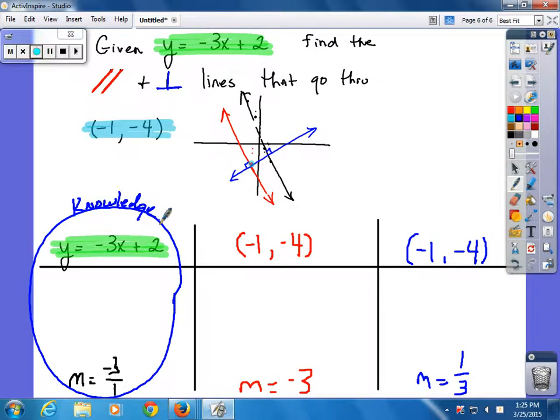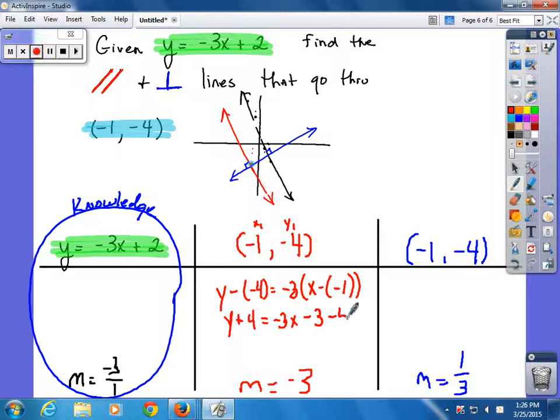You just get what you need, and then this is where you do the work. So with the red, this is x sub 1, and then this is y sub 1. Y minus negative 4 is equal to negative 3 times x minus negative 1. So that's going to be y plus 4 is equal to negative 3x. And this right here, negative times a negative is a positive, and then negative times a positive is a negative. And bring this over, that becomes a negative 4. So our equation of our red line is y is equal to negative 3x minus 7. That's right, Clyde.